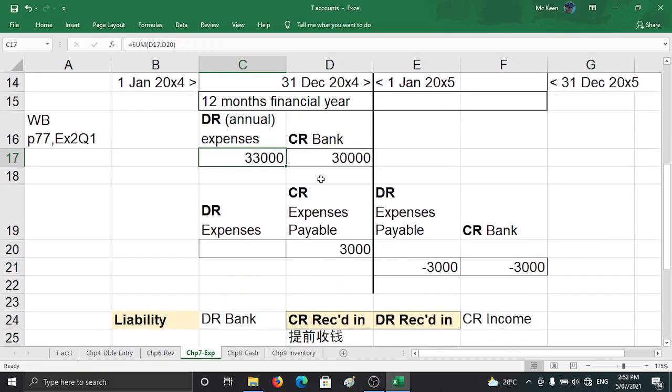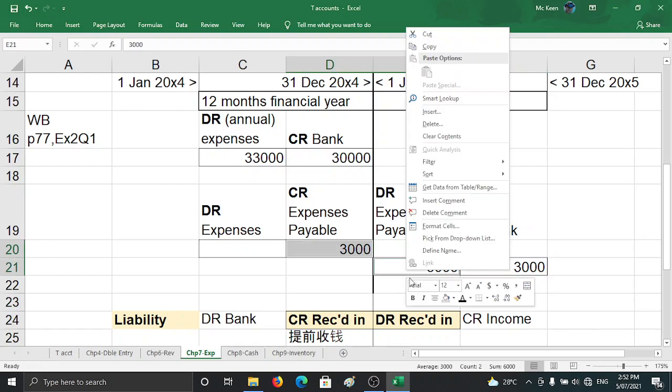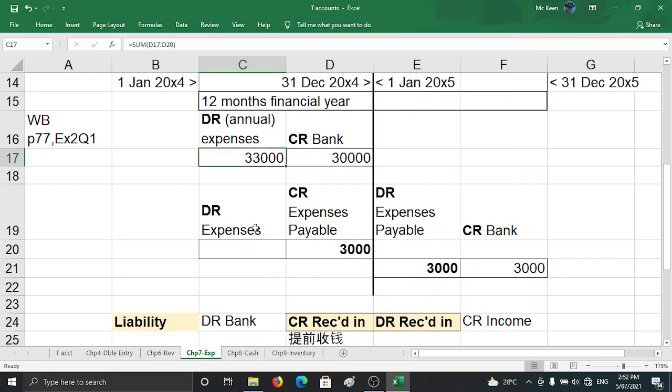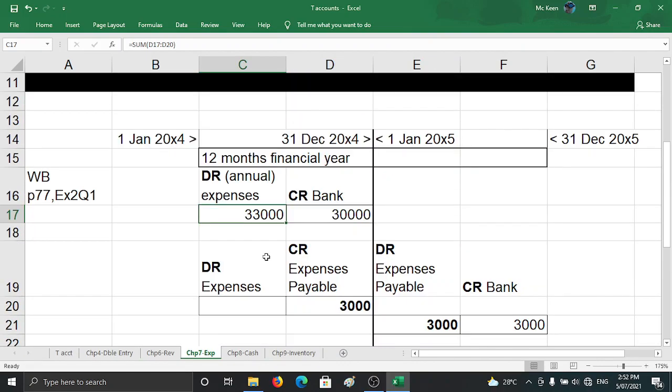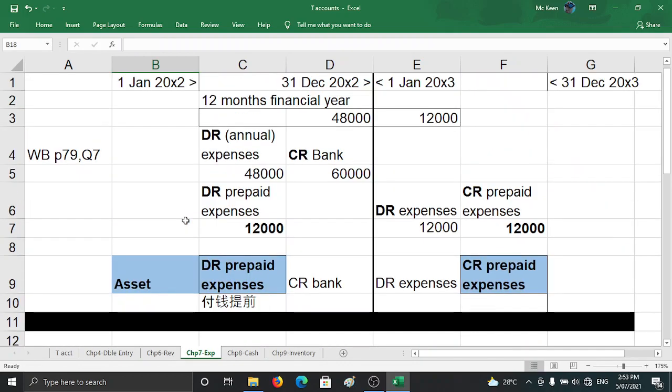So when the following year comes, your expenses, you credit it, you have to debit back the expenses, 3,000. When your bank pays that, the 3,000 out to clear off this. Right? Clear off these two accounts. And in this case, paying too little becomes a liability. So, can you see the scenario? The scenario is you pay too little. And this one, the scenario is you pay too much. Become the asset.